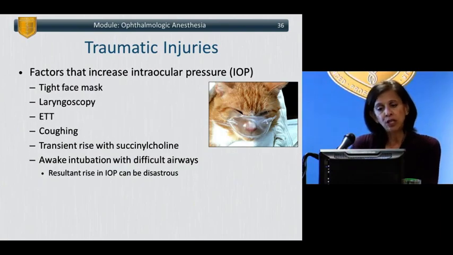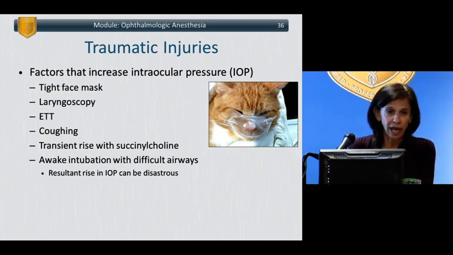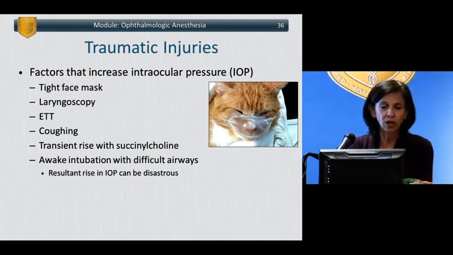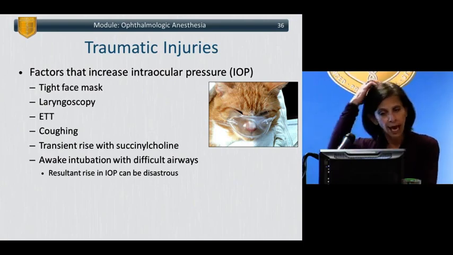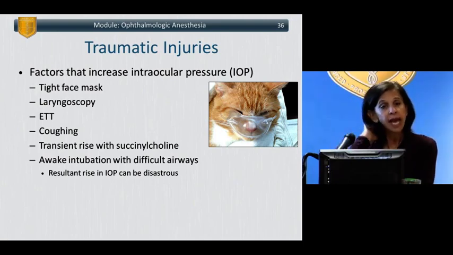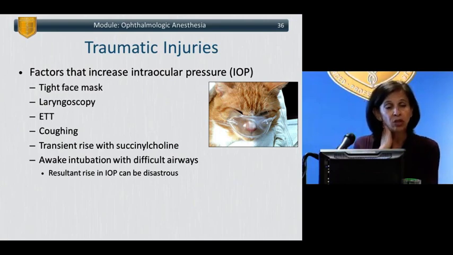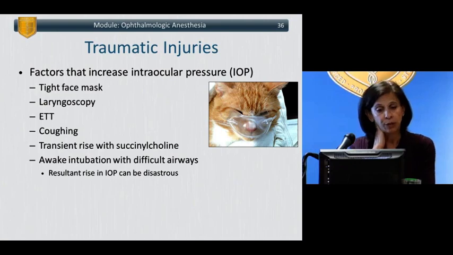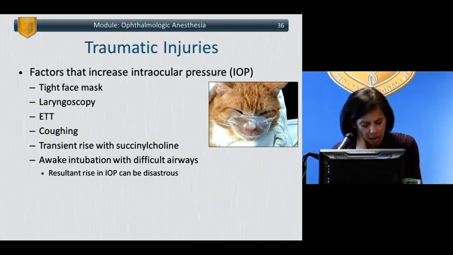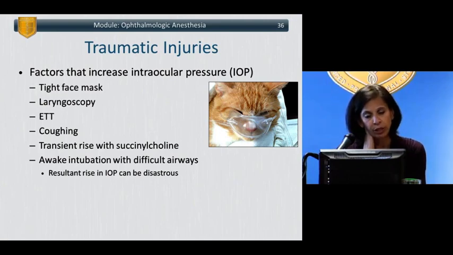So we mentioned factors that increase intraocular pressure, and there's not just pharmacologic. It's important to remember that just having the face mask on very tightly, particularly up against the eye, can be a problem. Active laryngoscopy and placing an endotracheal tube, with this increased noxious stimulus and increased blood pressure, significantly increases intraocular pressure, so you want to have a good depth of anesthesia before doing so.